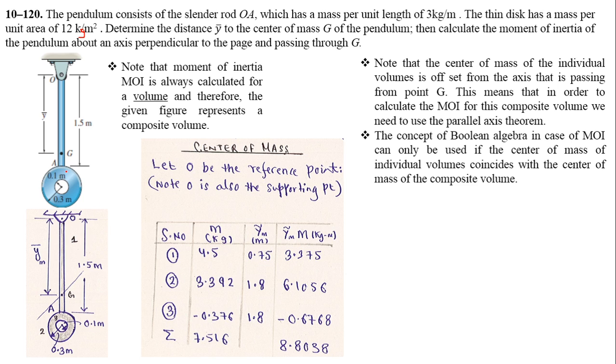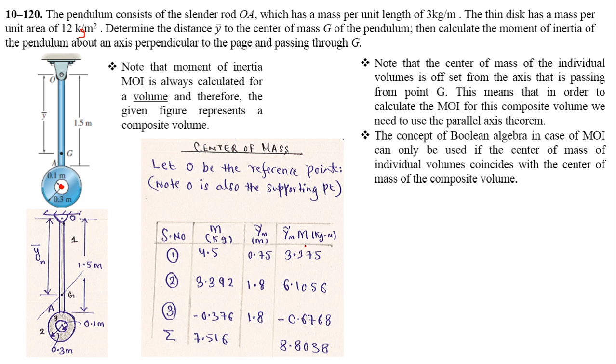And now the center of mass of this outer disk, which is located at its center here, measured from point O. So this is 1.5 plus 0.3, which is 1.8. So it is 1.8 meters measured from point O, the center of mass of the outer disk. The center of mass of the inner disk will also be at the same location, 1.8.